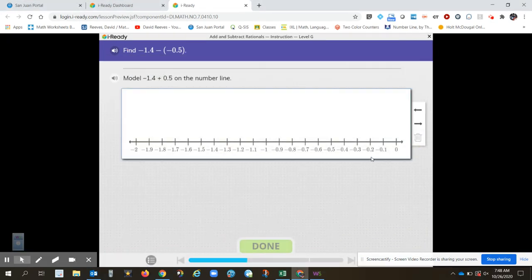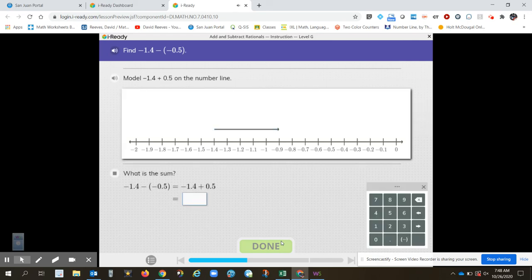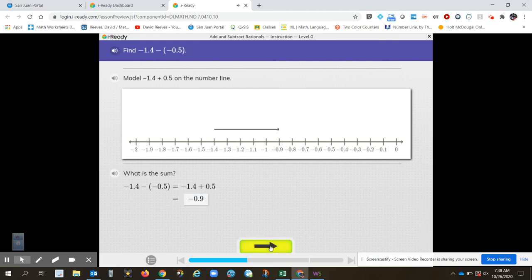Okay, so subtracting a negative, same as adding a positive. All right, so I'm going to go ahead and go to -1.4 right there. There's -1.4. Do you see that? And I'm going to go 5/10 to the right. 1, 2, 3, 4, 5. 5/10 to the right. All right, and now what is the sum? Well, the sum is where we end up. Where did we end up? We ended up at negative 0.9, all right? So negative 0.9 is what we are trying to get to right here.